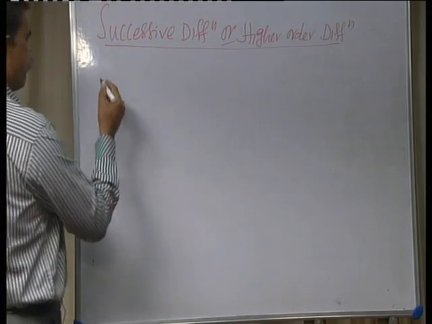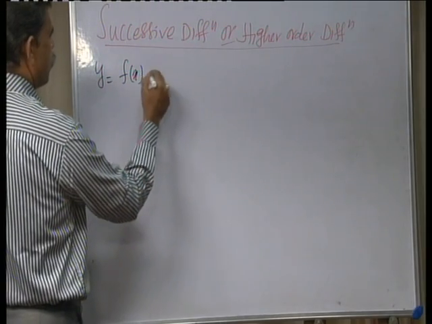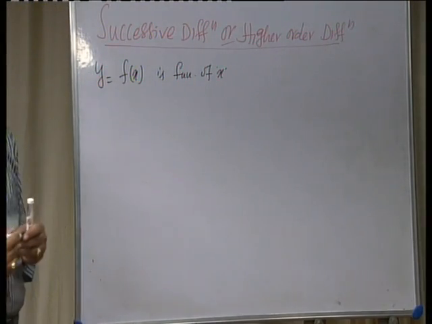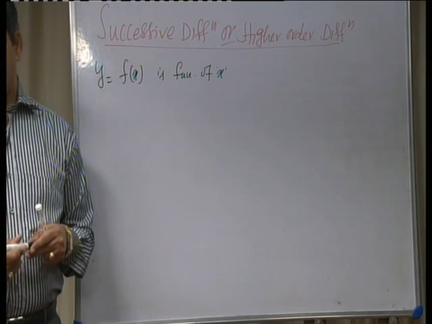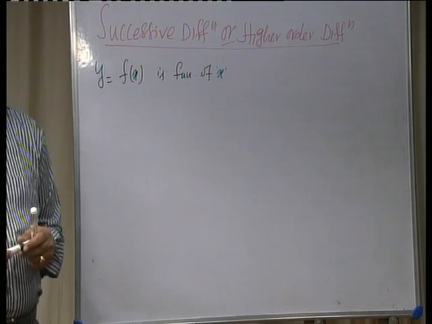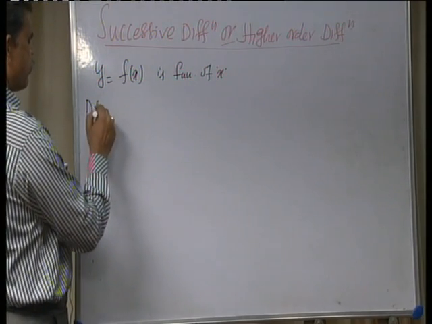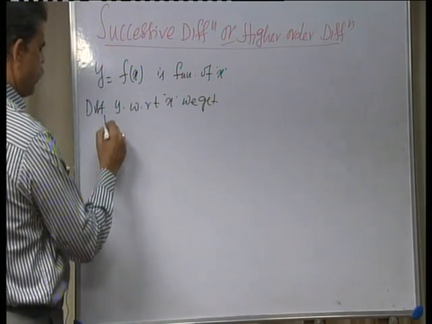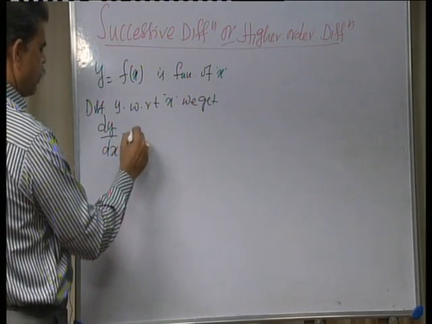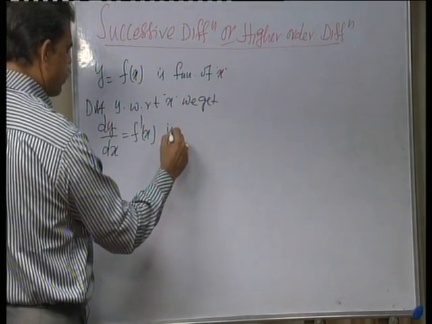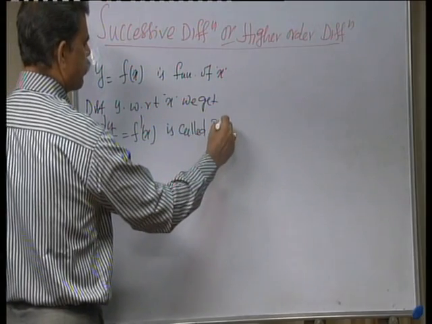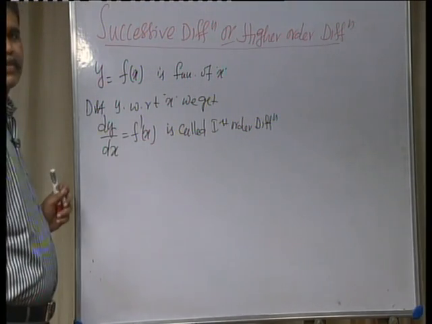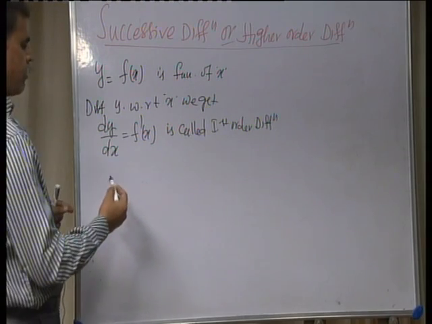Suppose you take y is equal to a function of x. If it is differentiable, y is f of x, you can differentiate y with respect to x, and we get dy divided by dx. I will call this f dash x. It is called first order differentiation, or it is known as first order derivative.